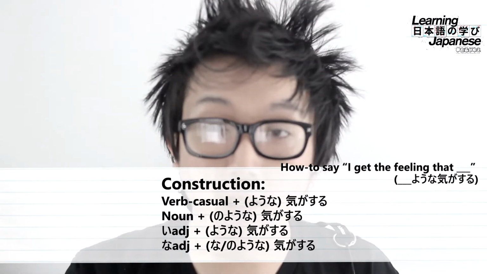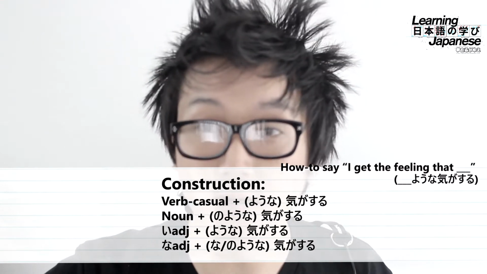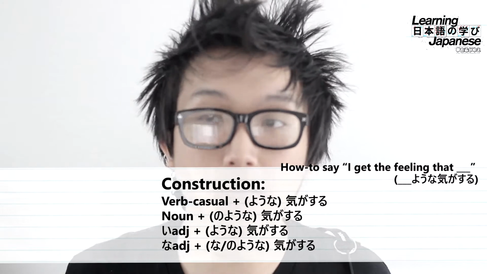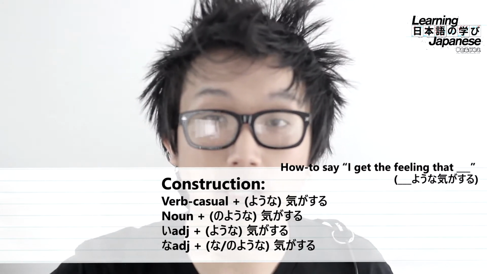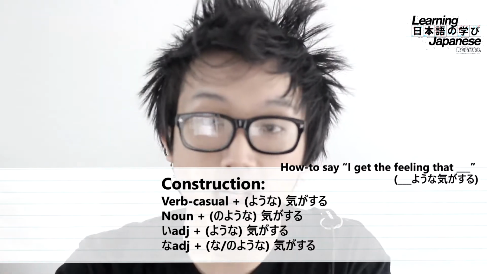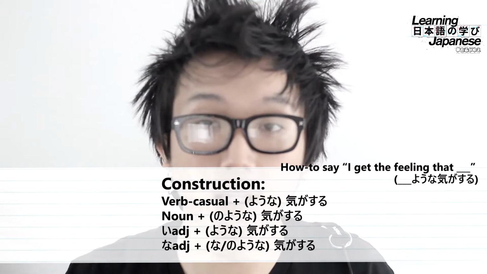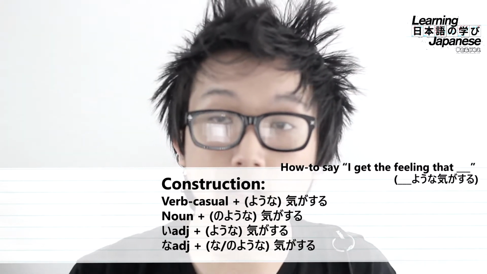We can use this with basically any kind of word: verbs, nouns, adjectives, na adjectives. When we're using it with verbs, they've got to be in plain form. Nouns, we're going to need the particle no right after the noun before we add yo na ki ga suru. Adjectives, we don't really need to add anything. We just add that yo na ki ga suru. For na adjectives, we can use the particle na, or we can just use no yo na.